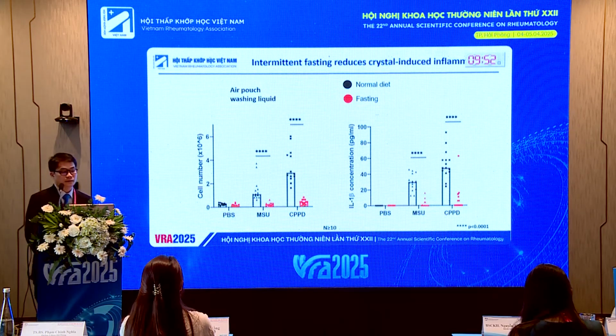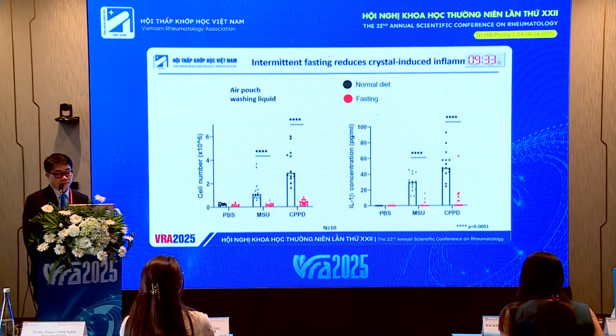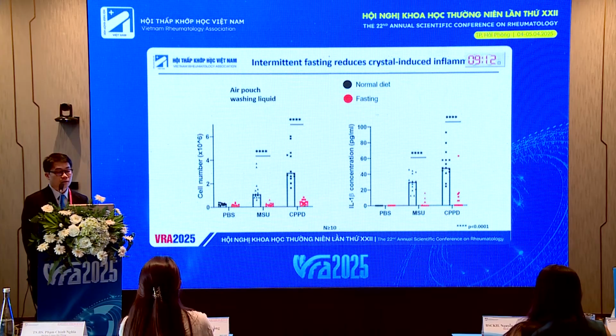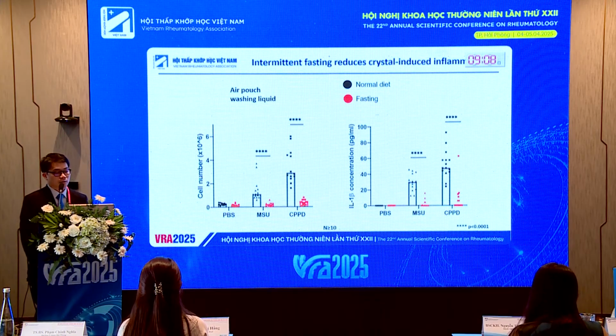So for results, you can see that intermittent fasting reduces microcrystalline disease inflammation, assessed in air pouch washing liquid. You can see that in the liquid, at the level of cell number infiltration, in the red group, the cell number was drastically reduced after the fasting compared to the normal diet group in black. And similarly, we also measured several pro-inflammatory cytokines such as IL-1 beta and CXCL1. For example, here you can see that IL-1 beta concentration was also reduced compared to normal diet groups, especially in the groups stimulated by the crystal of MSU or CPPD.